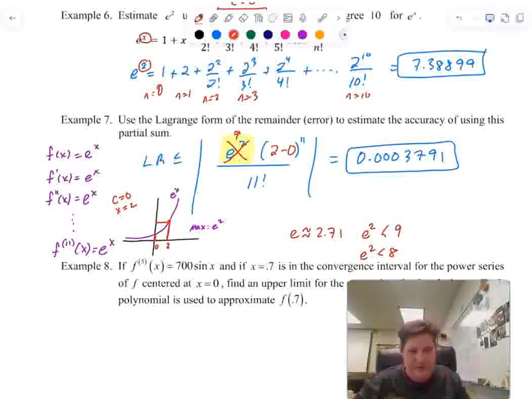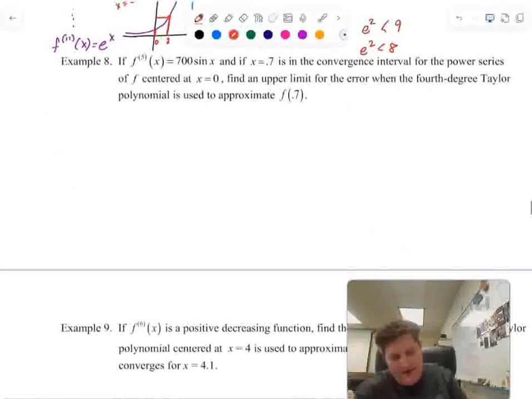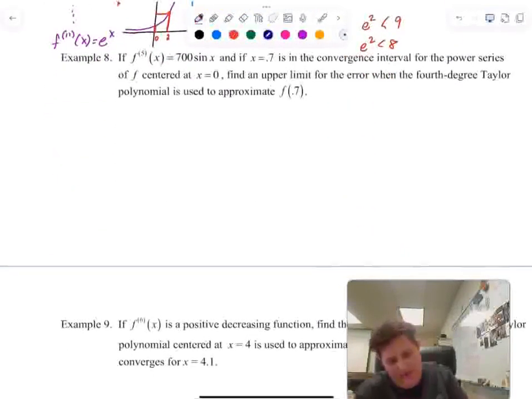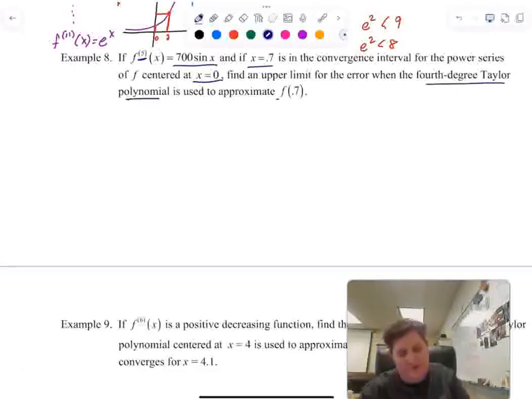That's like a weird way to do things. Okay, here's another Lagrange remainder. The fifth derivative of something is given. If x equals 0.7 is in the convergence interval for the power series centered at 0, find an upper limit for the error when the fourth degree Taylor polynomial is used to approximate.